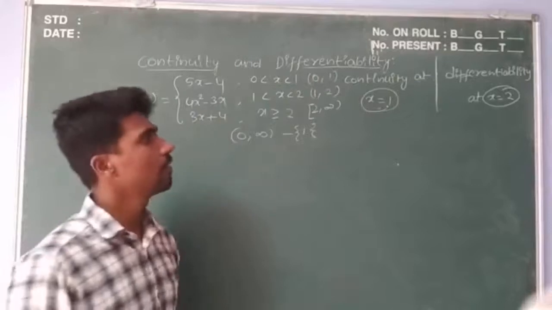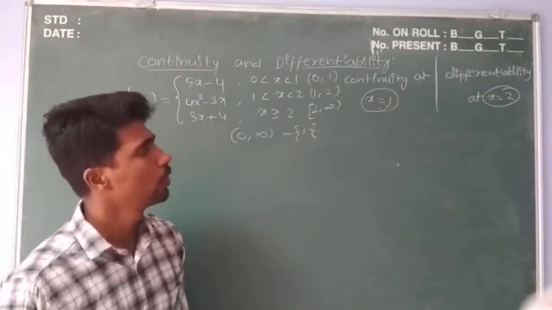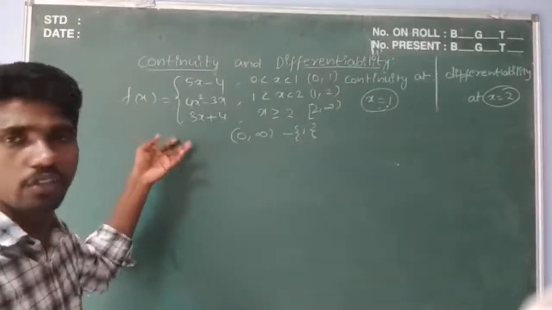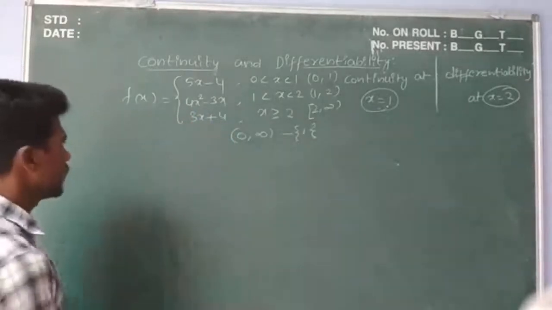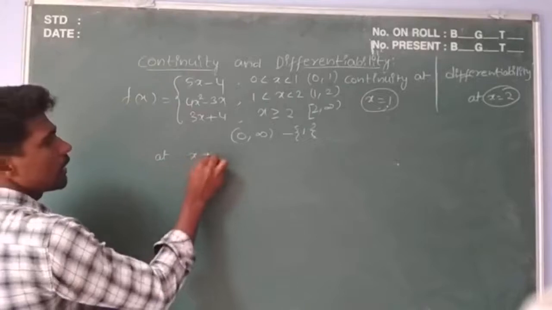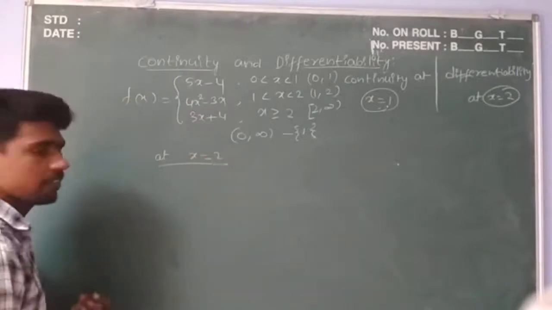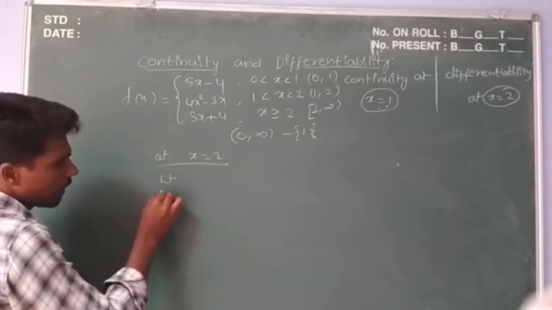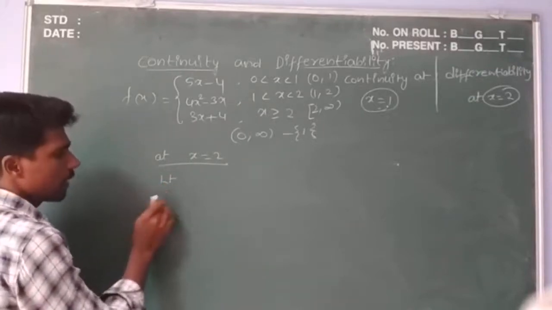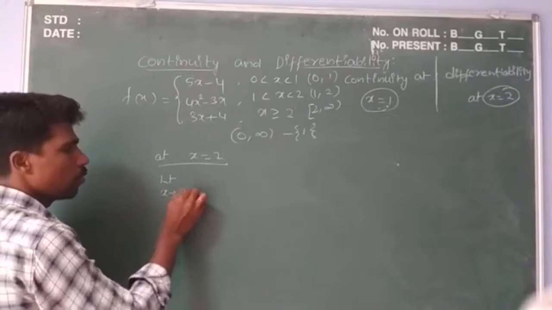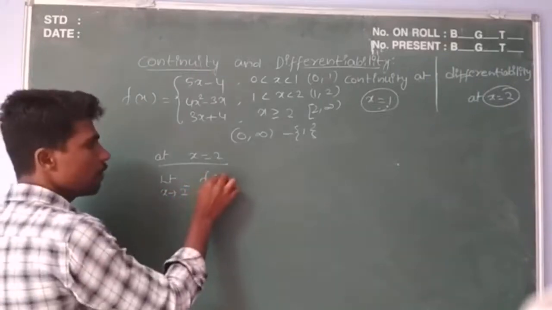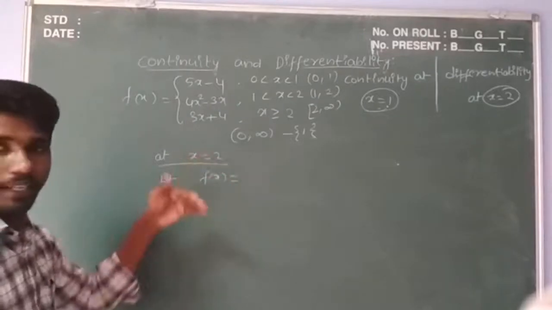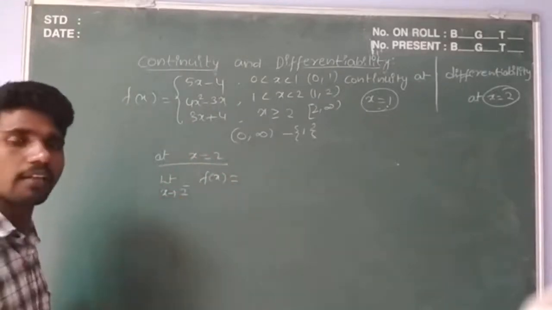Now we check for differentiability at 2. Before going to differentiability at 2, we have to check whether the function is continuous or not. So at x equal to 2, I am checking for continuity. Limit x tending to 2 minus f of x. At 2 I am checking, I have to take 3 cases: 2 minus, 2 plus and the f of 2 value.